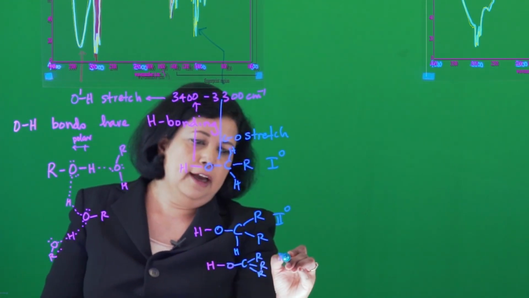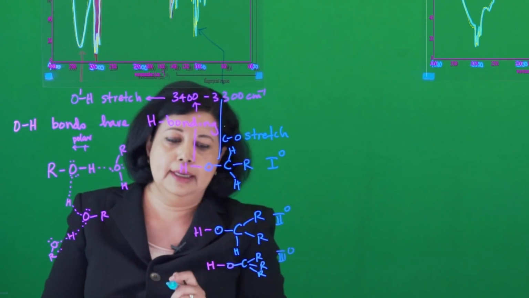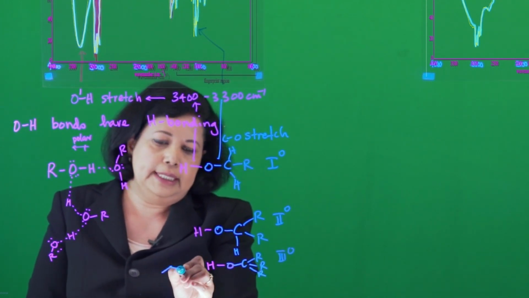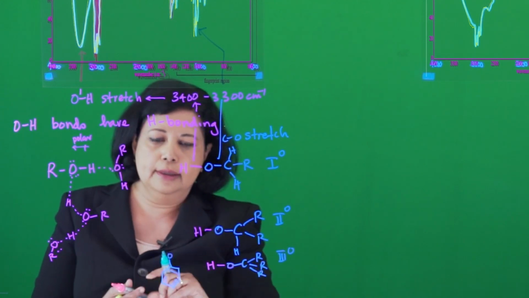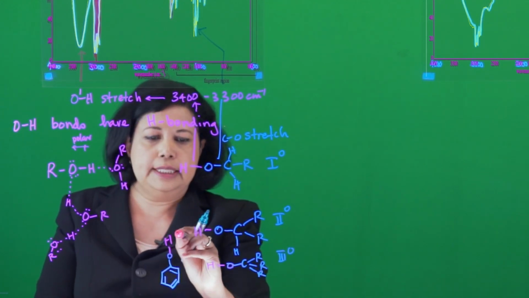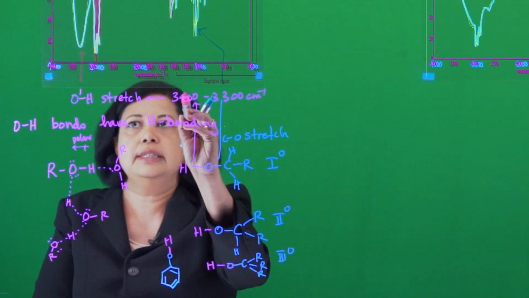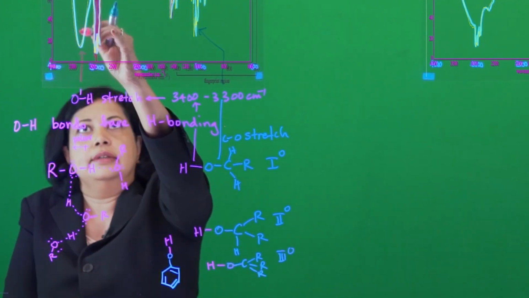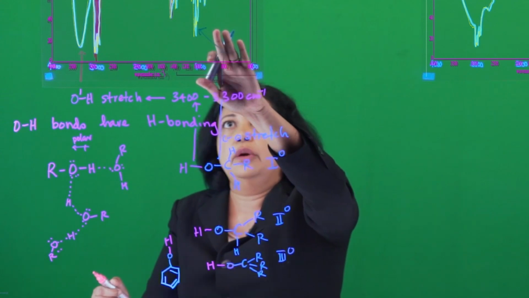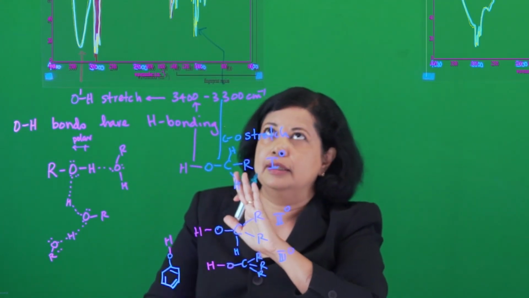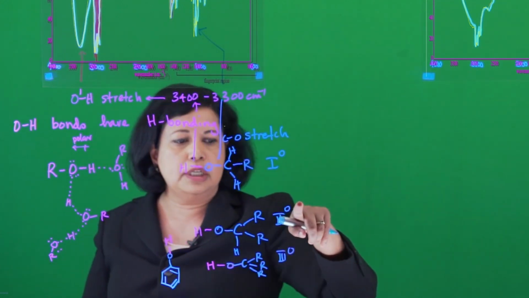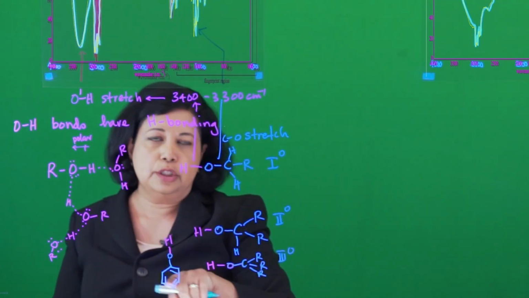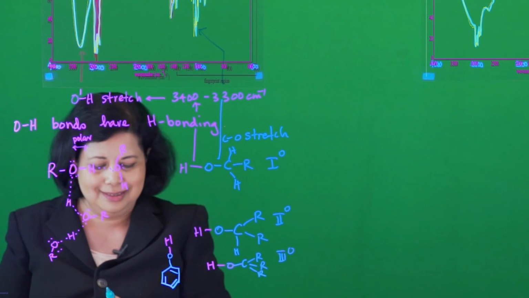You can also have phenols. And phenols are basically alcohols that are attached to a benzene ring. All of these have their OH stretches in this region. Let's look at the CO stretch regions. Okay, so for the CO stretch here, primary is going to be less than secondary, less than tertiary, and that's going to be less than phenols. All right.